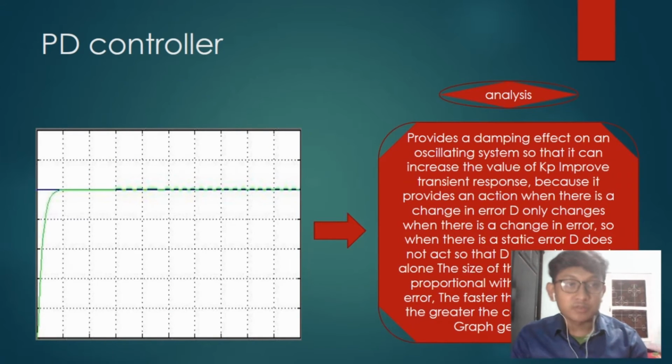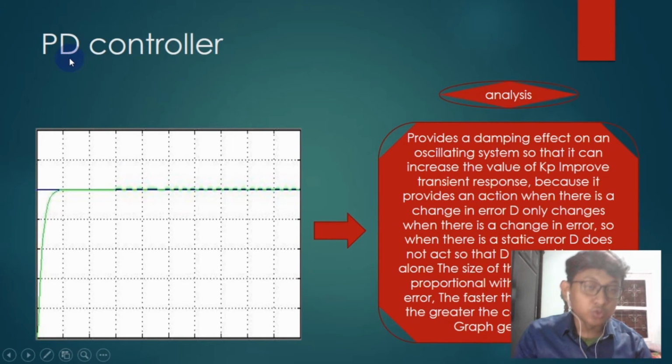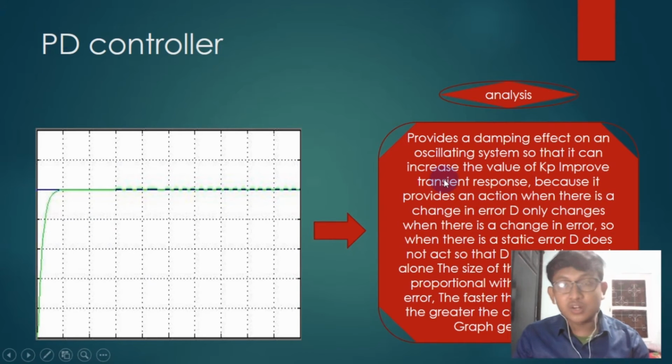PID control. Okay, next we go to the next controller, the PD controller. This is described as a PD controller, and the analysis is that it provides a damping effect on an oscillating system, so that it can increase the value of KP and improve transient response, because it provides action when there is a change in error. D only acts when there is a change in error.